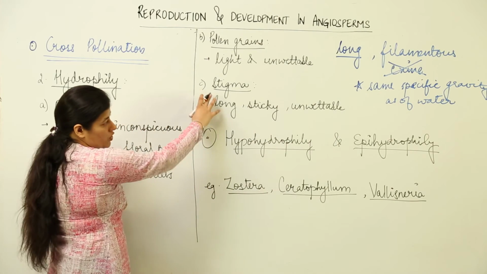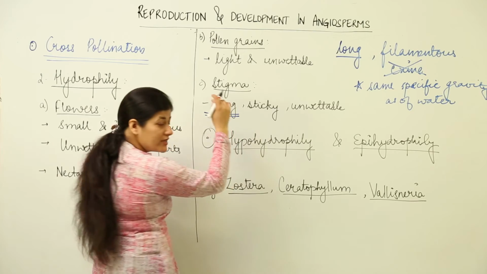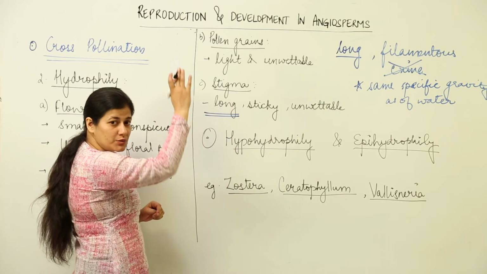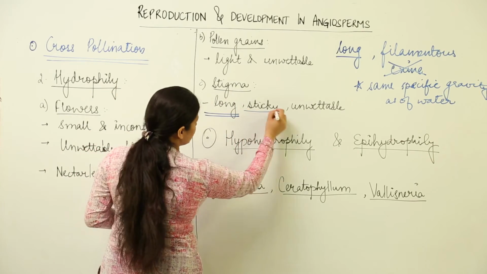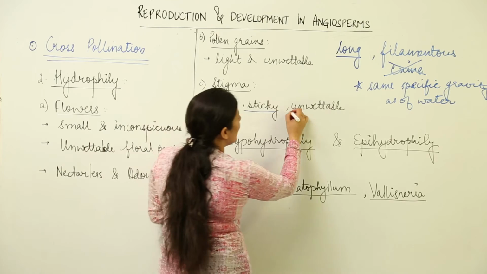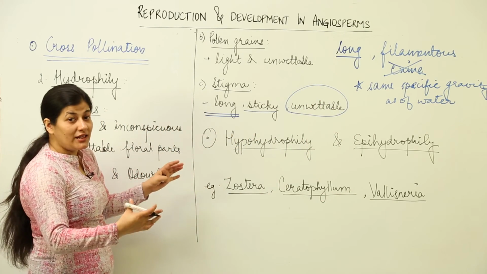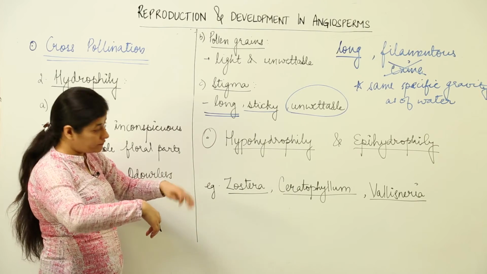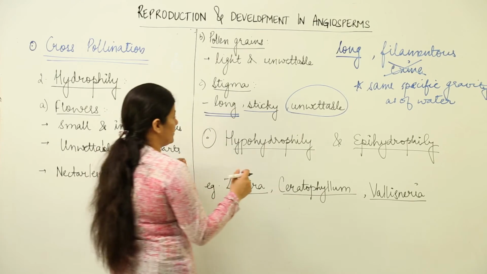Moving further, what are the characteristics of stigma? Stigma would be long. As I told you, stigma often comes to the surface where the pollens are floating. So the stigma happens to be long, it has to be sticky, so that the unwettable pollen comes and sticks on it, and the stigma also has to be unwettable. So you can see that staying within the water, they have unwettable regions. This is one characteristic that you have to keep in mind.